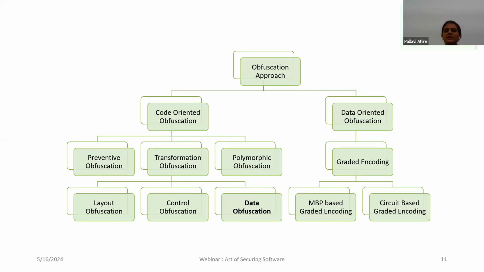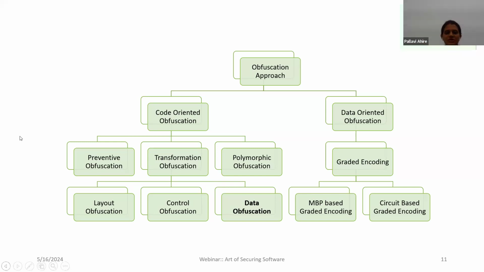Now, this area is widely used, and the obfuscation approach is divided into code-oriented and data-oriented obfuscation. There is a lot of research which has already been done and is currently going on into this mechanism of obfuscation, which is divided into code and data. So data-oriented obfuscation is divided into graded encoding, whereas code goes to preventive, transformative, and polymorphic. Now, in preventive and polymorphic, you can just change the inner titles of your code to some other encrypted ones. Well, that's not enough.